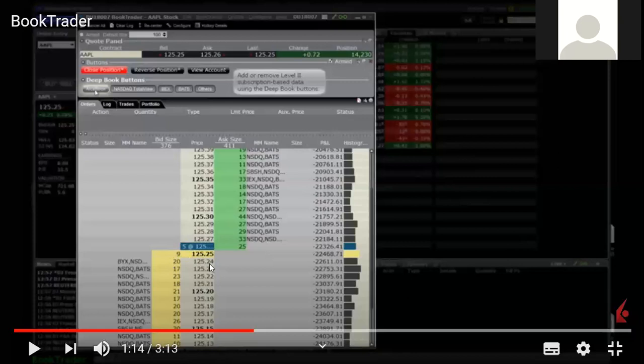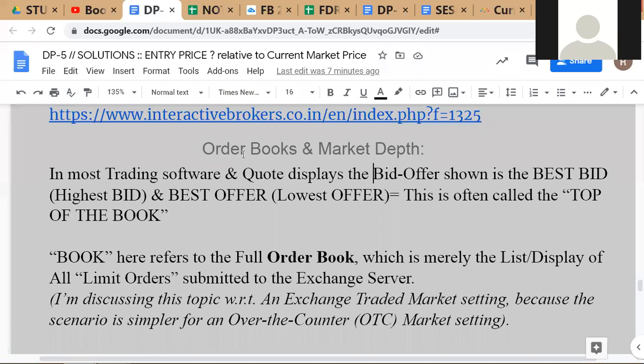In most countries, they have many exchanges, like in India as well, and in the US also. There's this concept of a national best bid and offer, NBBO. I think I've used that term here. NBBO should be remembered as National Best Bid and Offer.